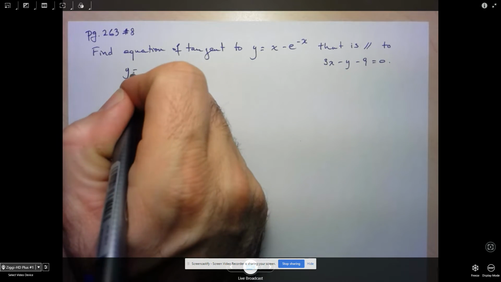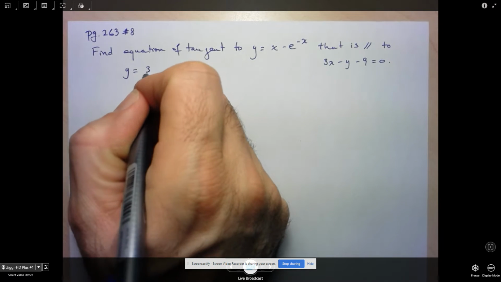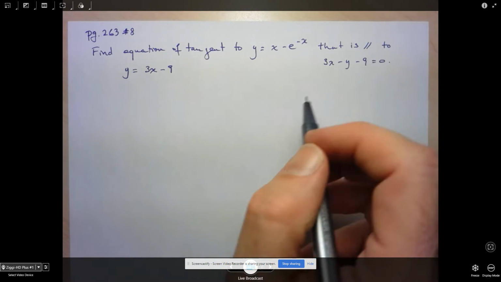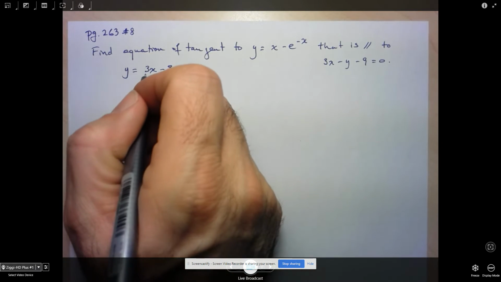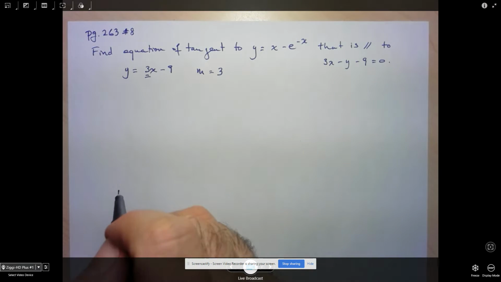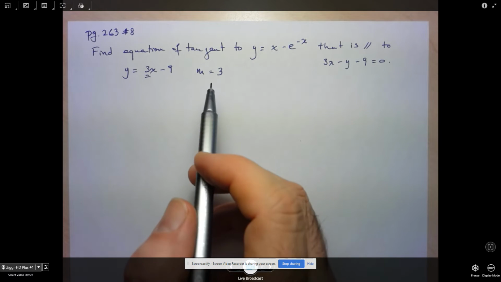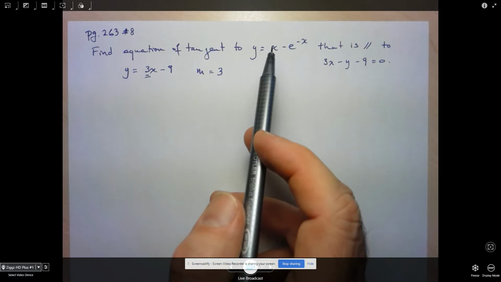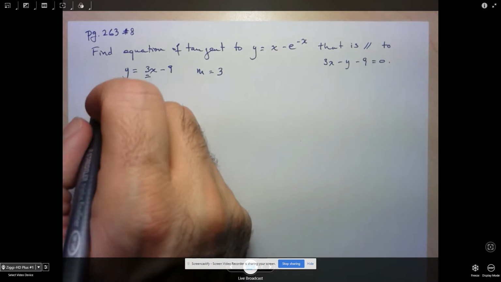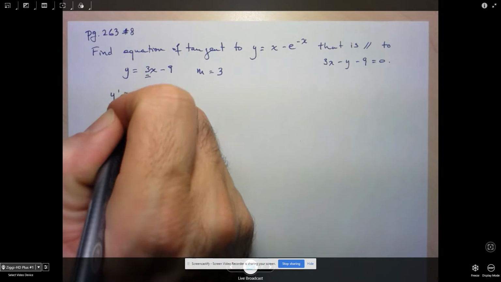So we have y equals 3x minus 9. Just brought the minus y to the other side. And so what we get out of here is that the slope of the tangent needs to be equal to 3. All right, and how this helps us is that we need to find what x value would have a derivative of 3. Okay, so first I'll start by finding the derivative of y.